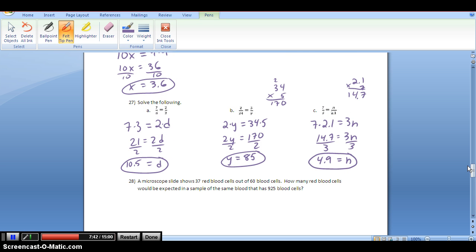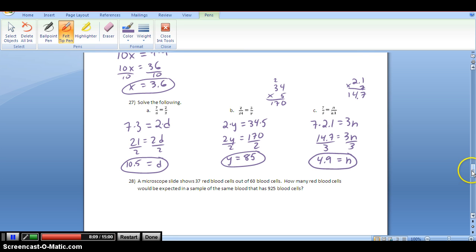All right, so you should have had in the first one that d is equal to 10.5. If you left it as a fraction, 21 over 2, that's okay as well, or 10.5. For the second one, b, y equals 85, and for the third one, c, n equals 4.9. If you have any questions, we'll stop right now to ask them, and then we'll go on to do the last problem.